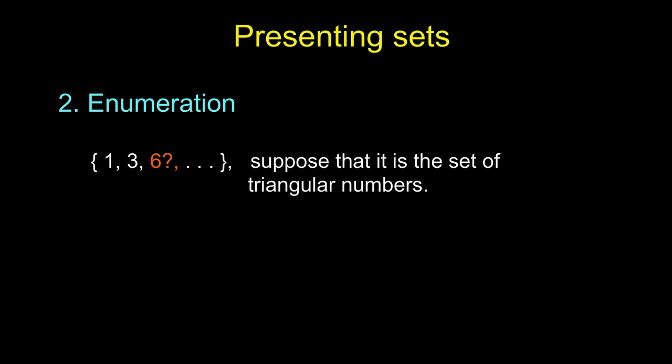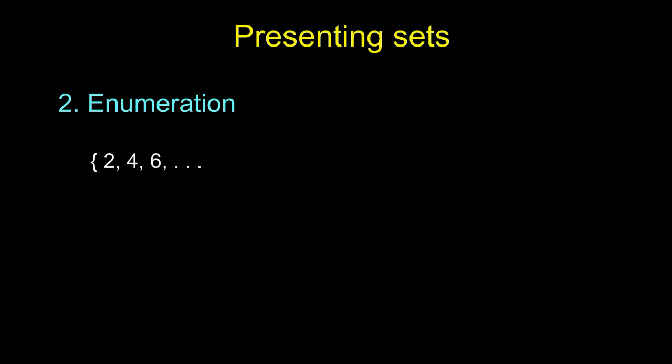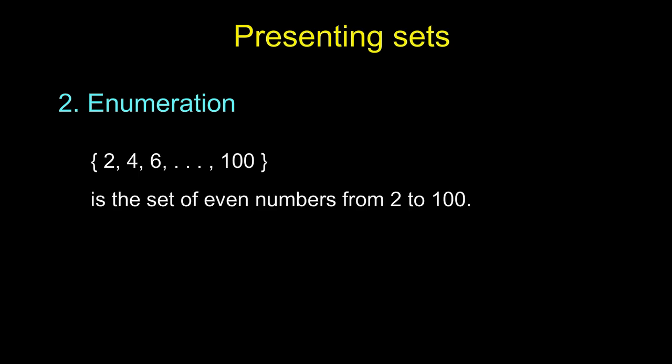When used in the middle of a list, the ellipsis stands for terms not listed, but which follow the pattern. For example, 2, 4, 6, ellipsis, 100 indicates the set of even numbers from 2 to 100.